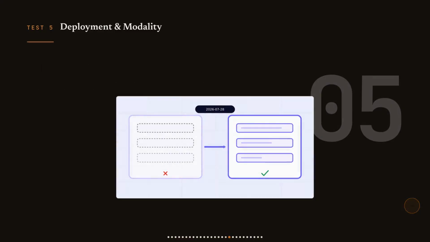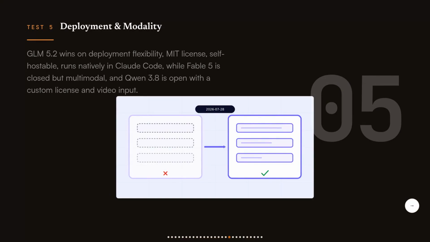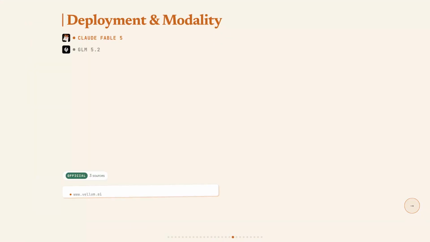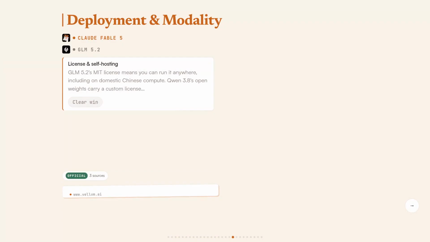Last test, and it's the one that decides whether you can actually build on any of these long term. Fable 5 is closed and proprietary, no self-hosting option. GLM 5.2 ships under MIT, fully open weights, self-hostable anywhere. Qwen 3.8 carries a custom license with commercial restrictions, though its smaller 27B dense variant is Apache 2.0. On modality, GLM 5.2 is text only. Fable 5 takes text and image input. Qwen 3.8 goes further with image, text, and video input, the widest range of the three.